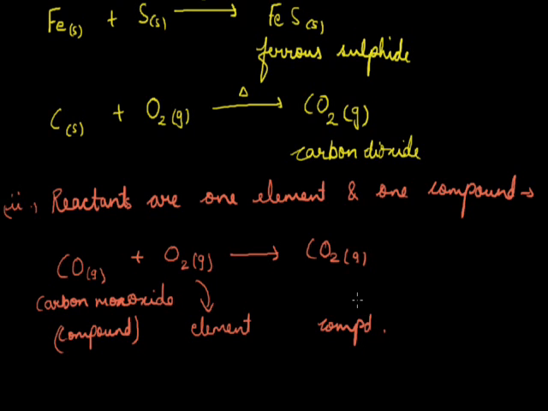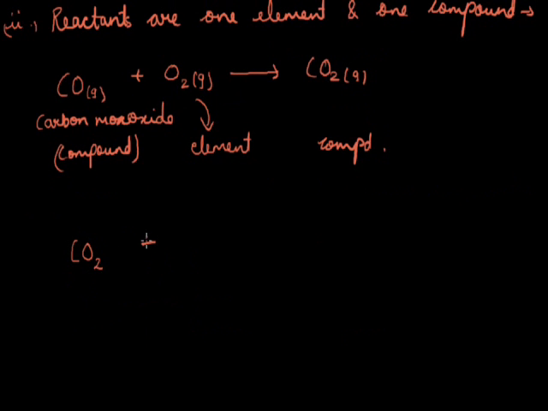More example in this category, carbon dioxide when it reacts with carbon, you can see it will form carbon monoxide gas. Here again we see carbon dioxide reacts with carbon and it produces carbon monoxide. So in this case also we can see that one compound is reacting with another element and it is forming a compound.